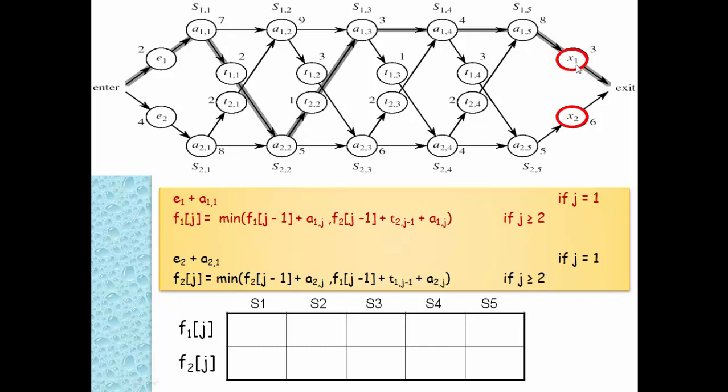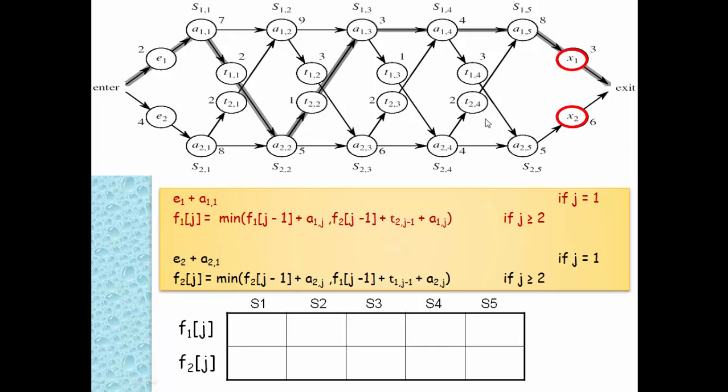Likewise, we have two exit gates. x1 is the exit gate if we are coming from assembly line 1, and it requires 3 units of time. x2 is the exit gate if we are coming from line number 2, and it requires 6 units of time. So we have 2 entry gates and 2 exit gates, and at the end of the assembly line, we can choose either x1 or x2 to have a fully finished car.